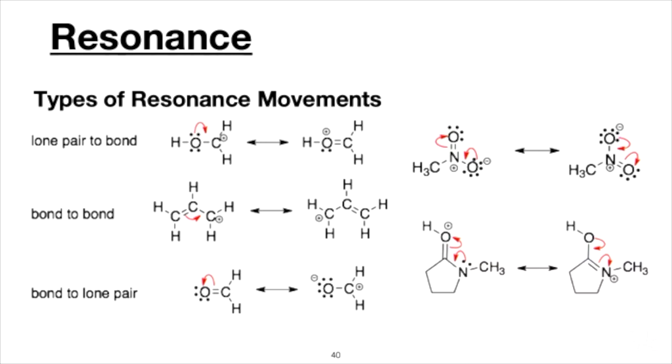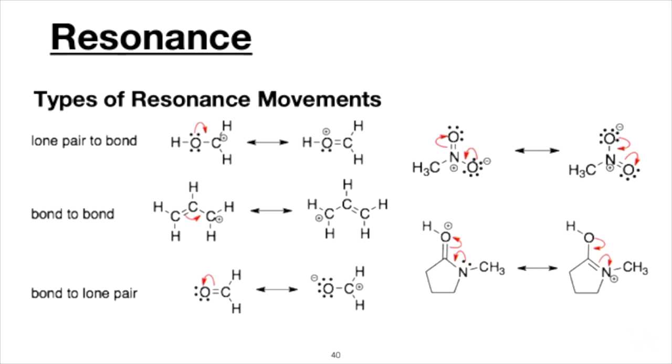And the same goes for this N-methyl pyrrolidone. Here there's a bond to lone pair movement, in addition to a lone pair to bond. Fairly straightforward here. You're going to use these three to construct lots of different movements. Any pi system you can use these three movements on.